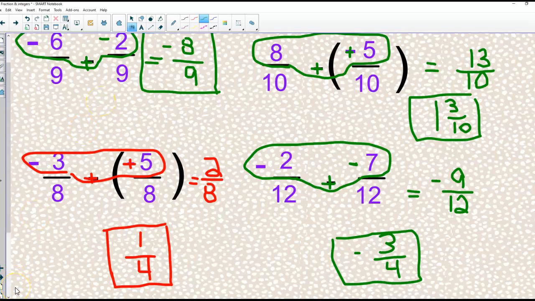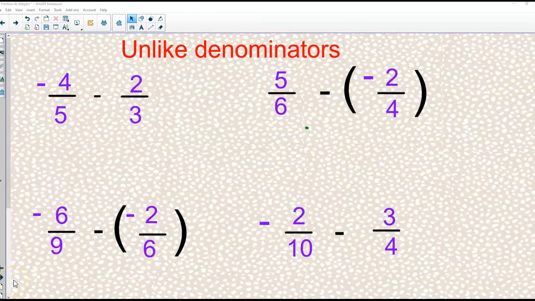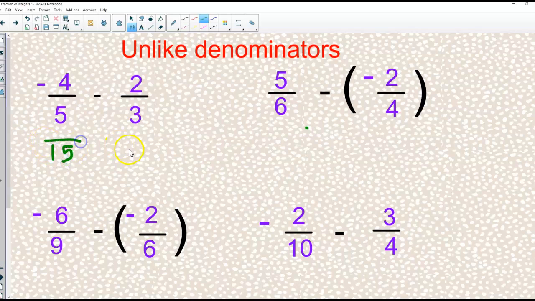Okay, let's move and focus on fractions that have unlike denominators. Okay, so on this page, we are going to subtract fractions that have different or unlike denominators. So just like previously, we still have to find a common denominator. So in this problem, I would say my common denominator is going to be 15. So I'm going to put my 15 down here. And I need to change the numerator. So times 3 here. So if I multiply the top by 3, I get 12. Bring your negative sign with you.